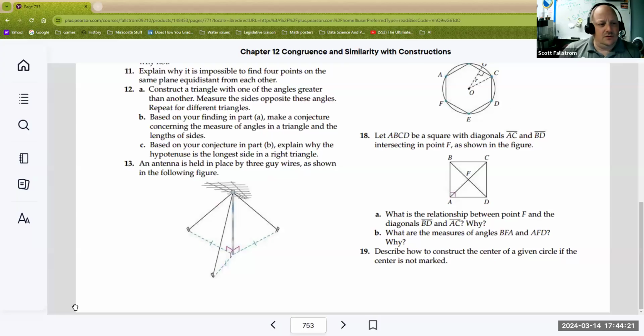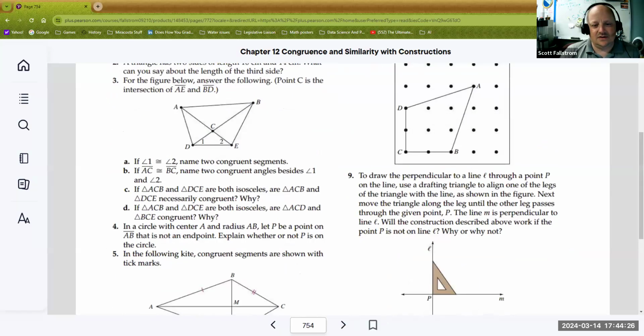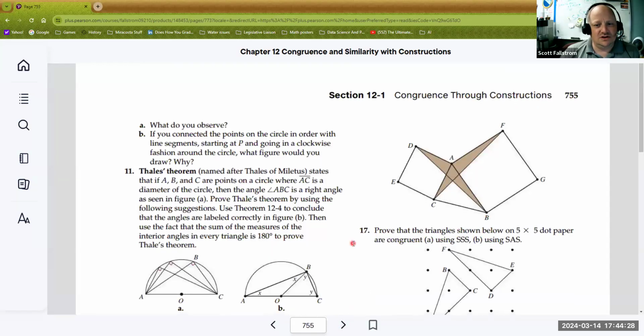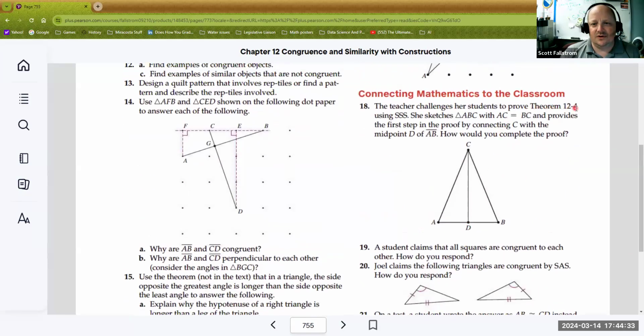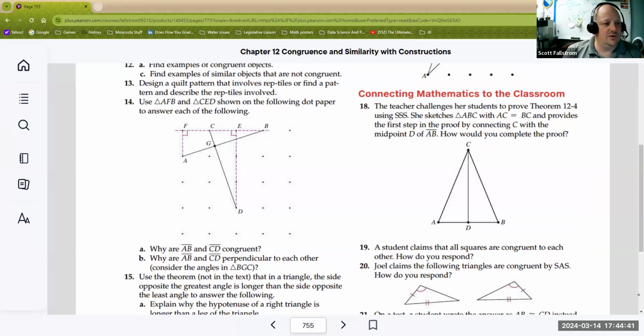Let's see here. I'm going to MC 18. Okay, let's take a look. Next page, MC 18, right here. The teacher challenges her students to prove theorem 12.4 using side, side, side. She sketches triangle ABC. We have to be careful. When you're doing your homework, seriously, she sketches this with AC equal to BC. Okay, so AC, mark it, equal to BC. Then she provides the first step in the proof by connecting C with the midpoint of AB.